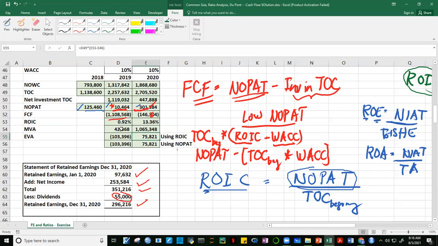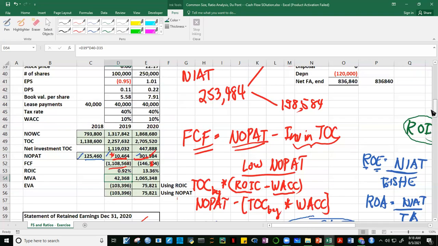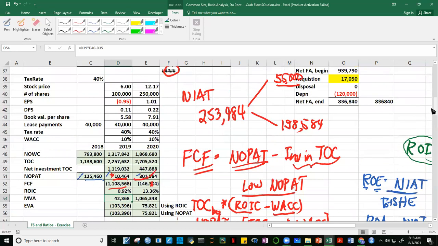And lastly, guys, nga pala ito, hindi pa natin nagawa, yung market value added. So market value added, we need to compute for the market capitalization. Ang market capitalization is simply magkano yung market value ng equity ngayon. And that's computed simply by the stock price multiplied by the number of shares. Okay? And then isubtract natin yung book value.